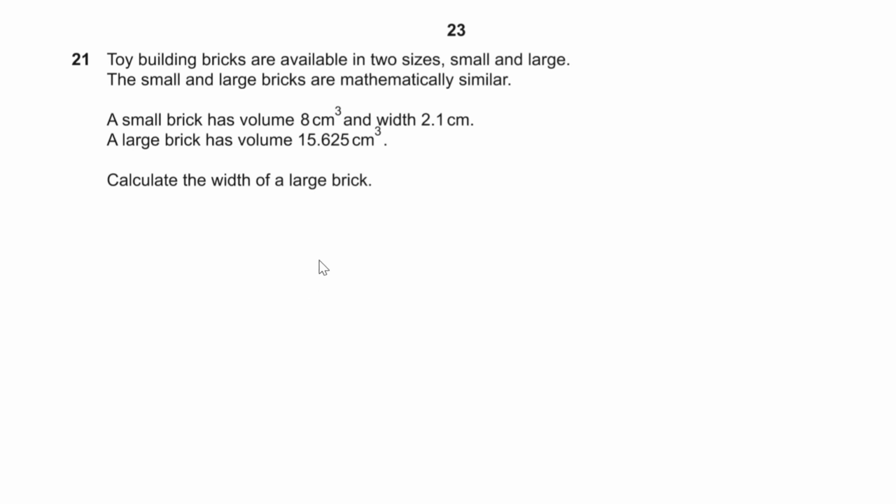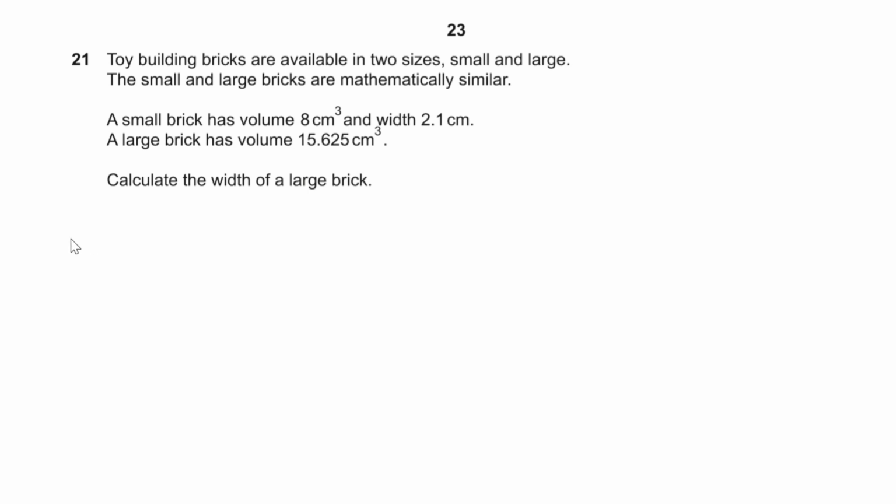Question number 21. Toy building bricks are available in two sizes, small or large. A small brick has volume 8 centimeters cubed and width 2.1 centimeters. A large brick has volume 15.625 centimeters cubed. We have to work out the width of the large brick.